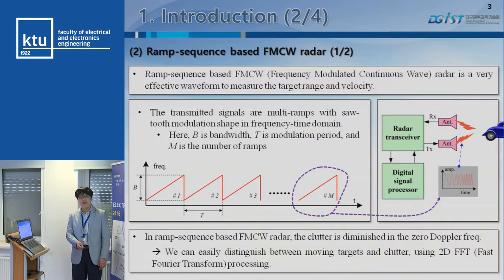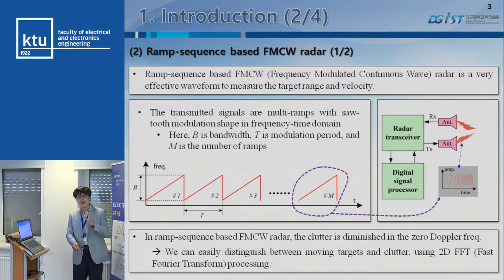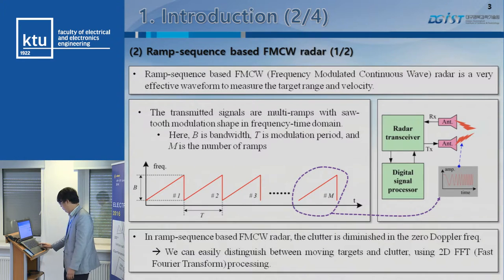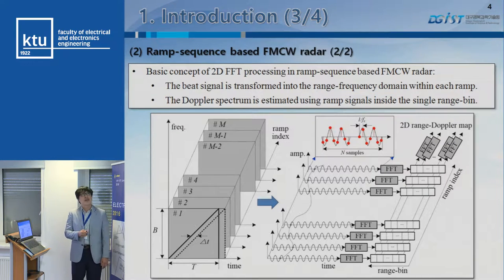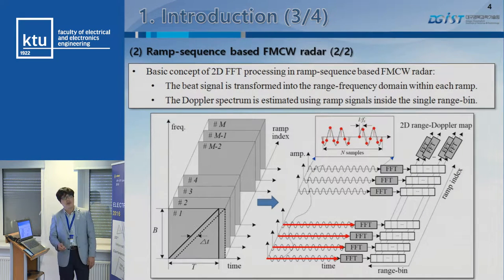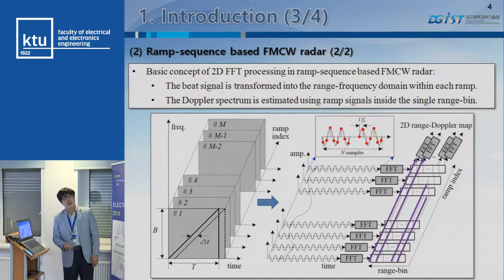In ramp sequence based FMCW radar, the clutter is concentrated at zero Doppler frequency, so we can easily distinguish between moving targets and clutter, because clutter has zero Doppler, using 2D FFT processing. This figure is the basic concept of the FFT processing in ramp sequence based FMCW radar. Beat frequency is transformed into the range frequency domain in each ramp. And then the Doppler spectrum is estimated using the ramp signals inside a single range beam.